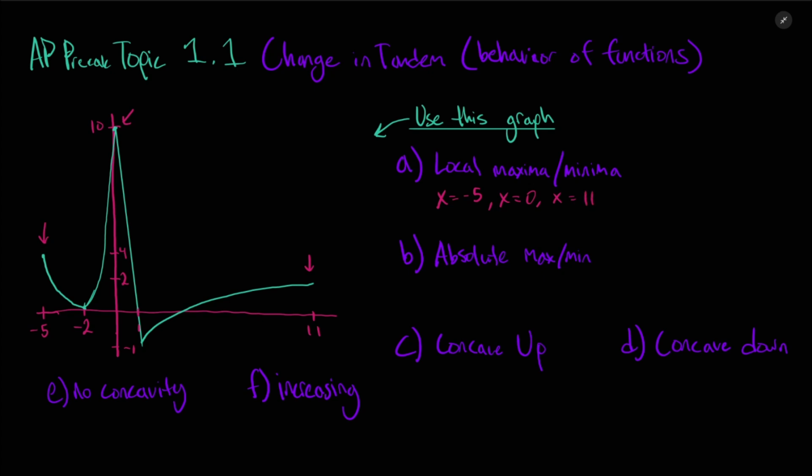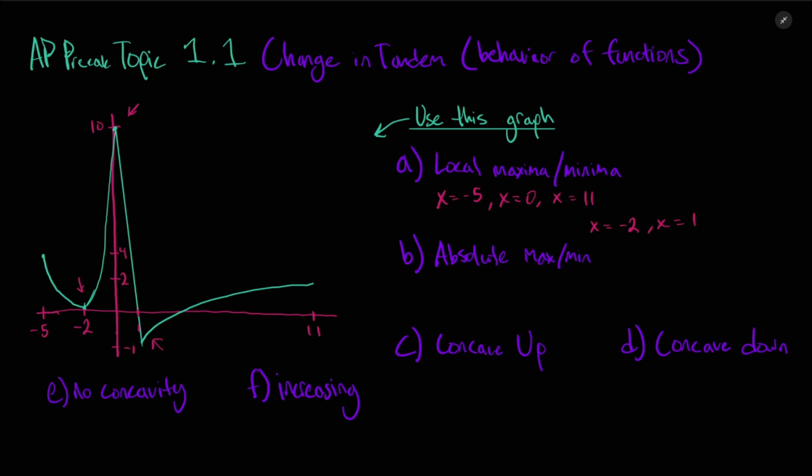Now let's talk about the minima. So where are our low points of the graph? We got one here, we got one here. So we have a local minima at x equals -2 and x equals 1. Okay, so pretty straightforward enough. Now, as I said earlier, this is the highest point we have on this graph.